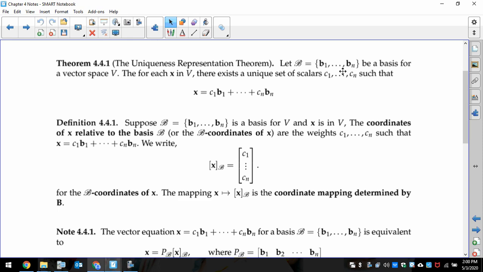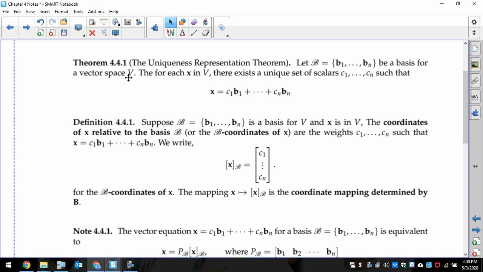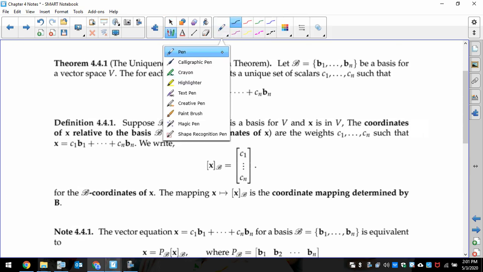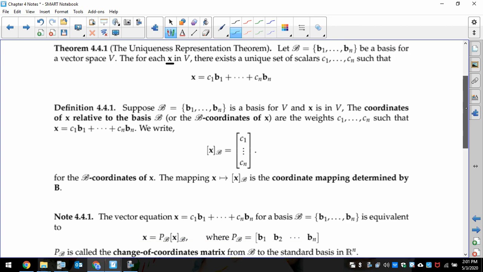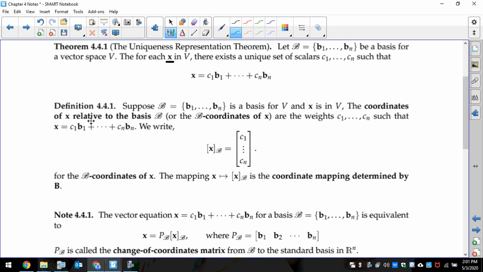So if you've got a basis, B1 through Bn, for some vector space V, then you can represent every vector x inside the space as a unique combination of those basis vectors. So here we're writing x as a sum of the basis vectors, a linear combination of those basis vectors. Now, the next definition is in that scenario, when you have x represented in terms of those basis vectors, you can use those weights to create a real vector. So this is now a real vector inside of Rn, and it's just the weights. So this is called the b coordinates of x.